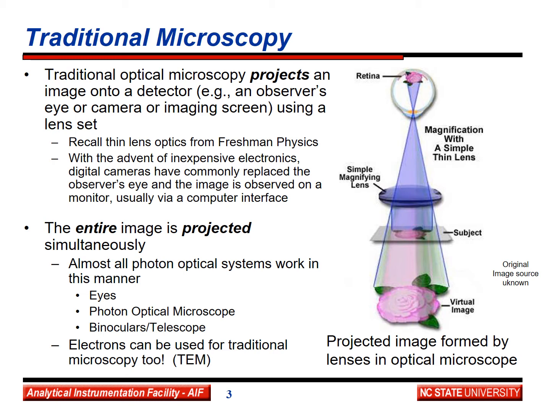In fact, you can use electrons for traditional microscopy too. We call that transmission electron microscopy. And in that case, we take a beam of electrons and we pass it through a sample and project an image onto a detector on the other side. But that's not what we're doing today. We're going to be doing scanning microscopy.